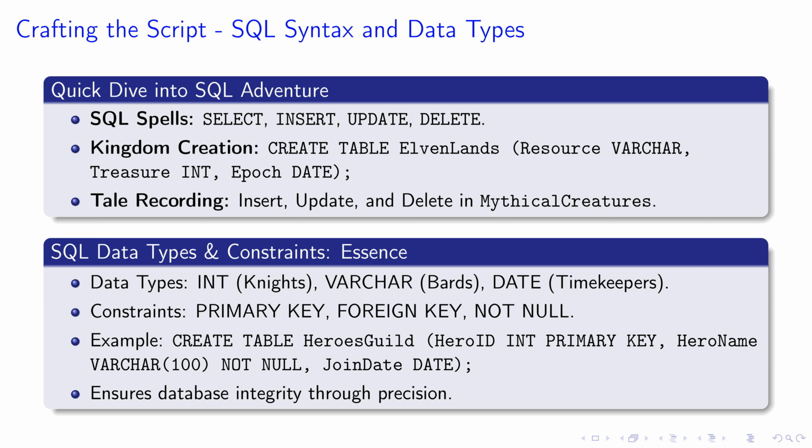Data types, int, varchar, date, specify what can inhabit each column, while constraints like primary key, foreign key, not null ensure every data actor plays its part perfectly. For instance, create table heroes_guild, hero_id int primary key, hero_name varchar(100) not null, join_date date, forms our hero guild with write precision, thus shaping our SQL narrative.